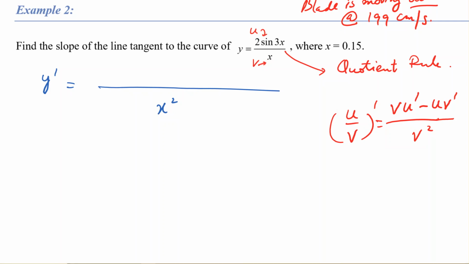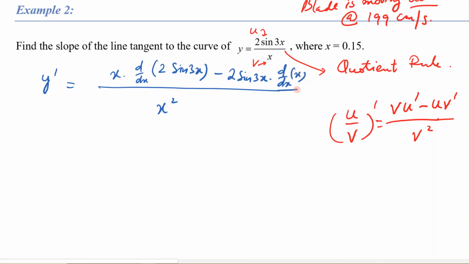So v as it is, so x as it is, times the derivative of 2 sine 3x, minus u as it is, times the derivative of the denominator. So the derivative of sine 3x would be cosine 3x, but since there is 3x, by chain rule we need to multiply by 3.